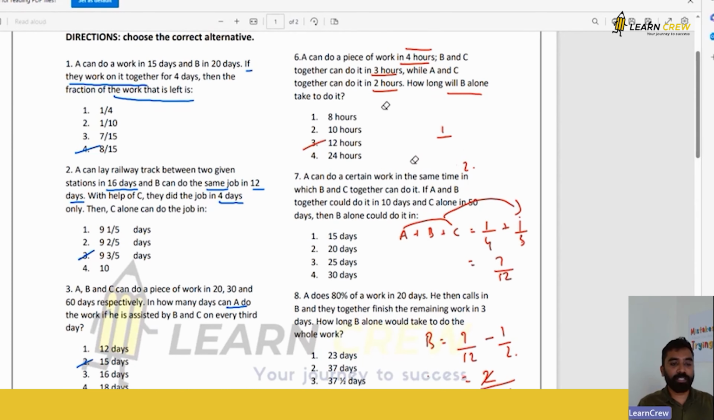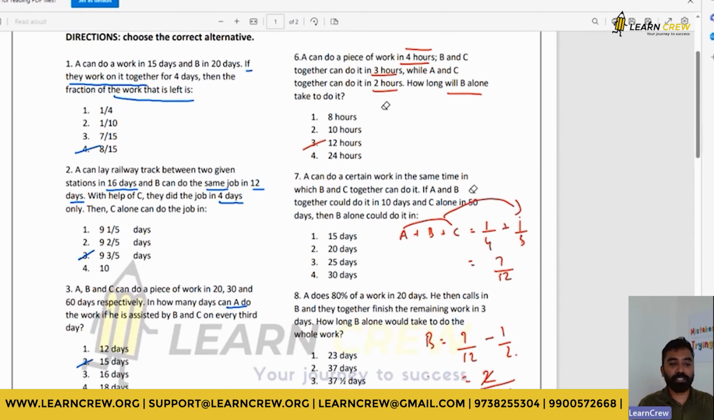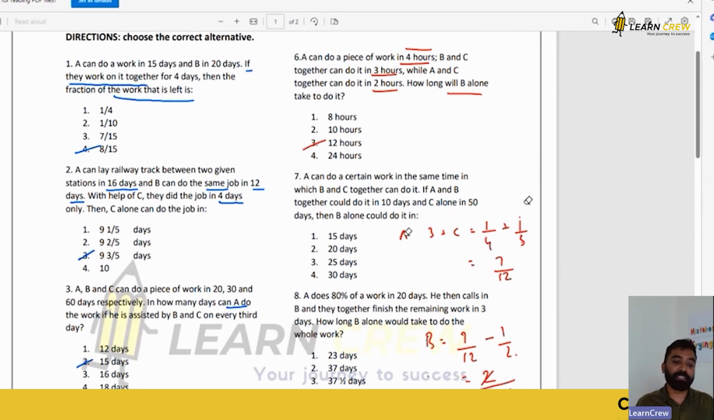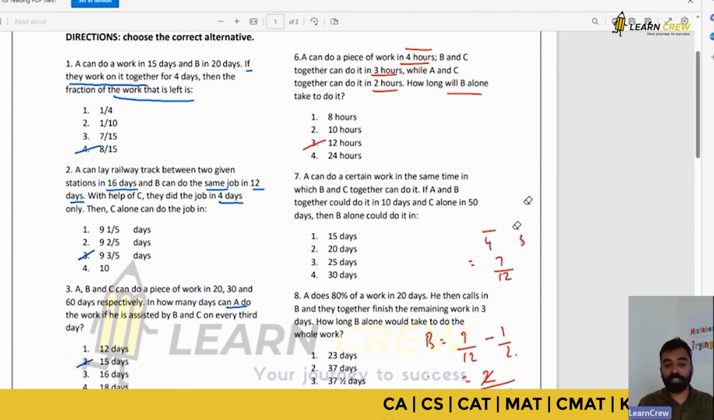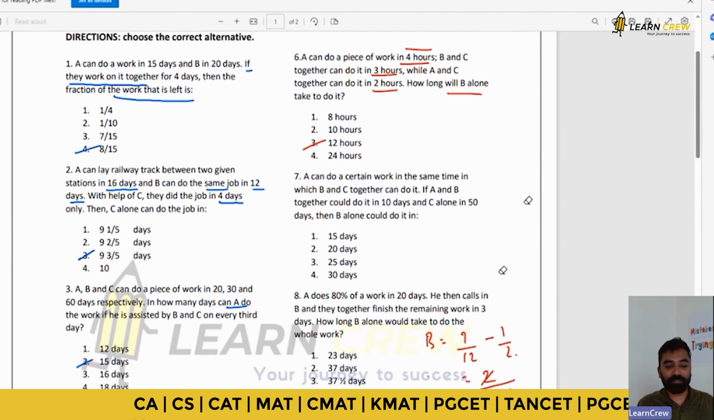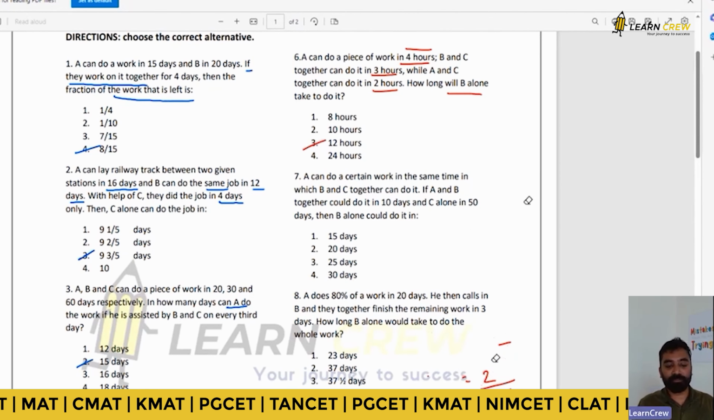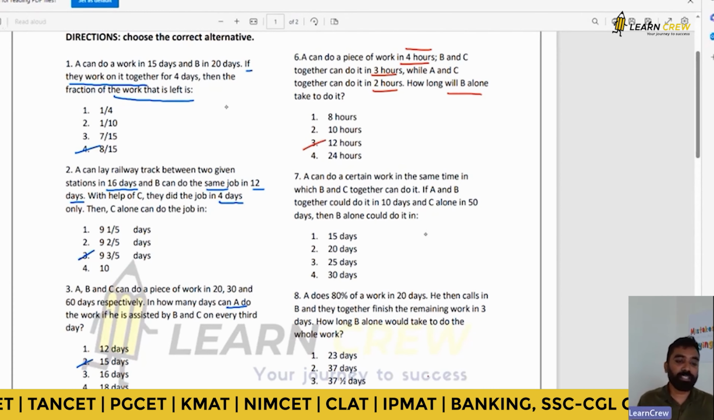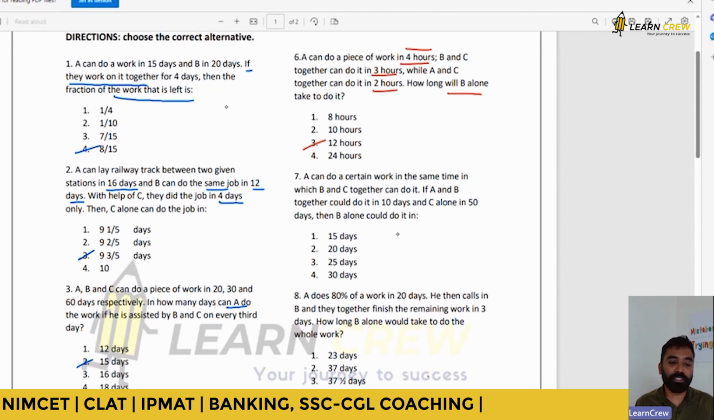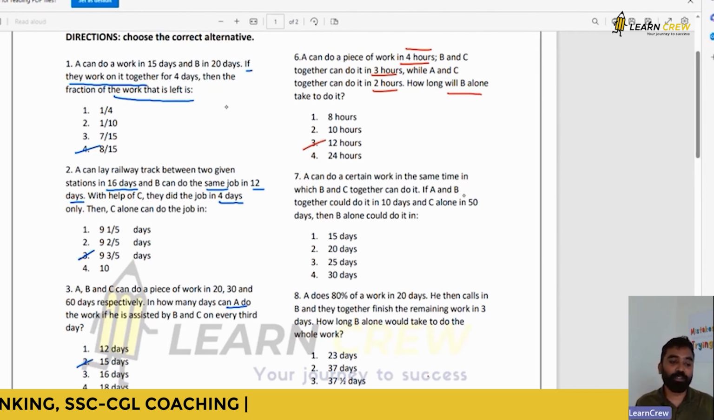Okay, I'll start doing the 7th one. A can do a certain work in the same time in which B and C together can do it. Each statement is important. Write down each and every statement as it is given, so the entire simplification becomes easy. If A and B together can do it in 10 days, C alone can do it in 50 days, then B alone can do it in how many days?